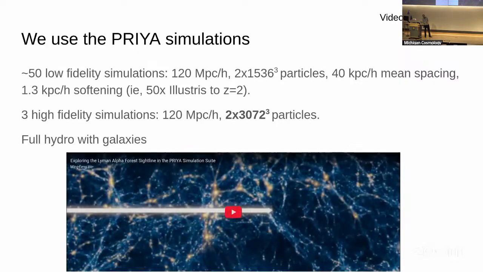The way we've been able to get away with doing 50 Illustris-like simulations is that we stop at redshift 2. Redshift 2 is a long time ago, so it takes much less time to evolve to redshift 2 and then stop than it takes to go all the way to redshift 0. So that was the trick that we used.